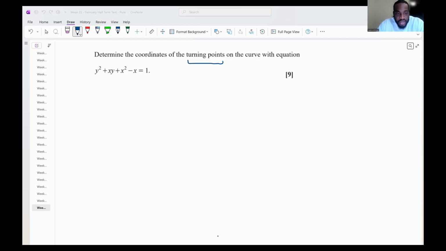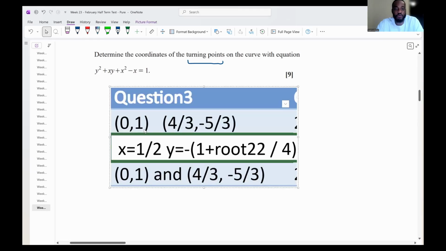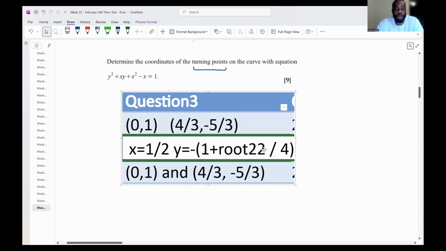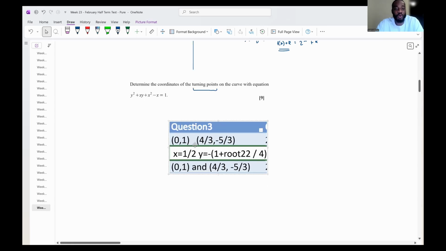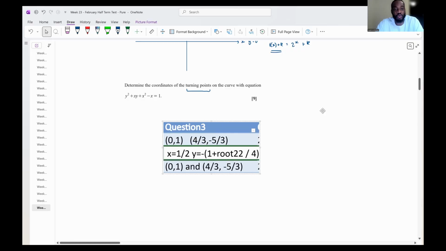What I like to do when I do tests is put up the answers that I got. I'm not going to show you who got what, but I've got 3 submissions. These are the answers: 0, 1, 4 thirds and minus 5 over 3. I got the same, and then somebody got x as a half and y equals minus 1 over root 2, 1 over root 2, 2 over 4. Remember, you've got a quadratic here, so you're most likely going to get 2 solutions. So we'll see what we got.